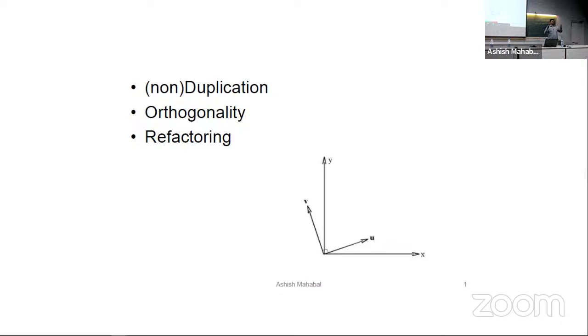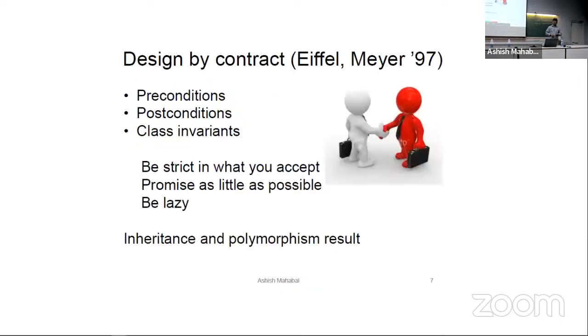Orthogonality: make your functions and programs orthogonal, so that one piece of code does just one thing rather than a whole set of things. And refactoring is quite important. Many times you write code in cowboy mode, put it together, but then you should revisit it and make sure that there are no duplications, that the pieces are orthogonal, and so on.